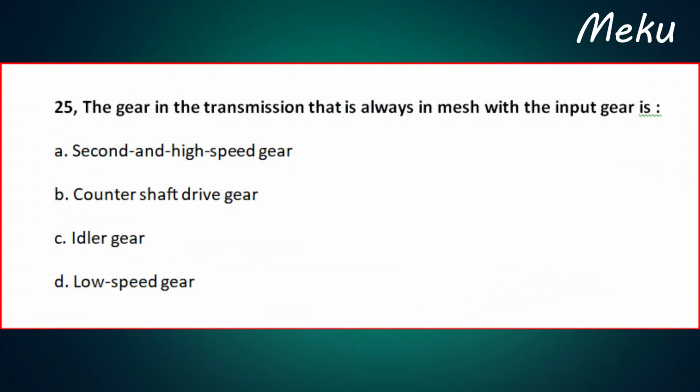25. The gear in the transmission that is always in mesh with the input gear is A. Second and high-speed gear. B. Counter shaft drive gear. C. Idler gear. D. Low-speed gear.